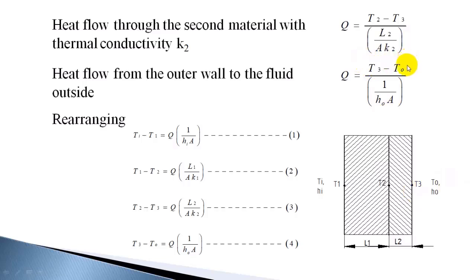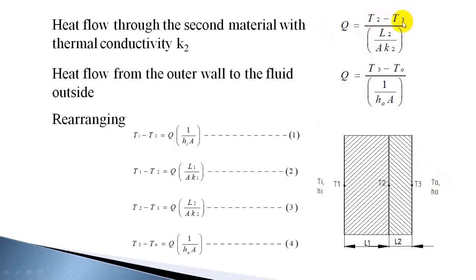So T3 minus T0 divided by 1 by h0 A is the heat convected from the outer surface to the fluid. All these heat transfers are equal. So I have written four equations now: heat convected from the fluid to the surface, heat conducted through the first layer, heat conducted through the second layer, and heat convected from the outer surface to the fluid. All these are equal, and you can also rearrange these by just cross multiplying.